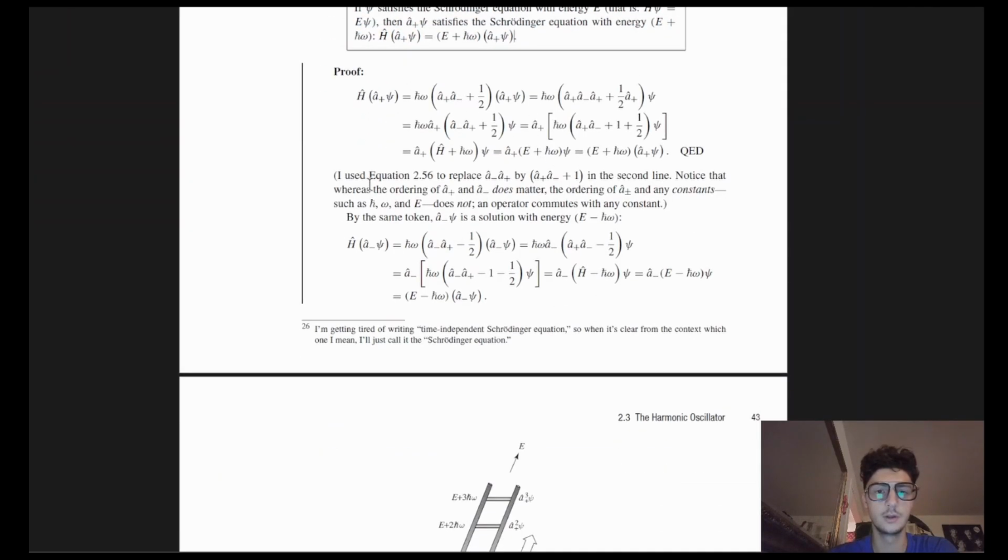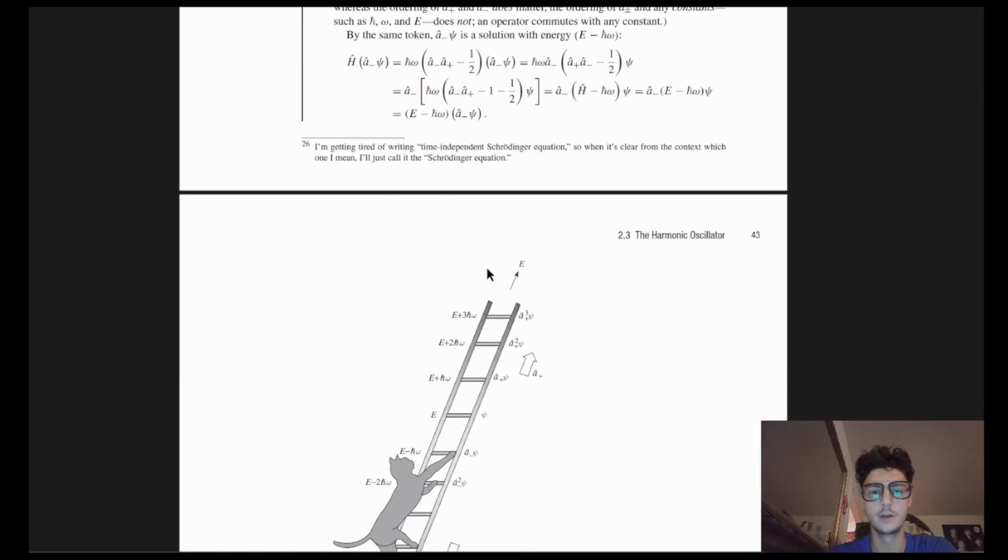If this is interesting to you, you could look at it in more depth. I use equation 2.56 to replace A minus A plus by A plus A minus plus 1 in the second line. Notice that whereas the ordering of A plus and A minus does matter, the ordering of A plus and any constants such as H bar, omega, and E does not. An operator commutes with any constant. By the same token, A minus acting on psi is a solution with energy E minus H omega. And here's another proof for that.